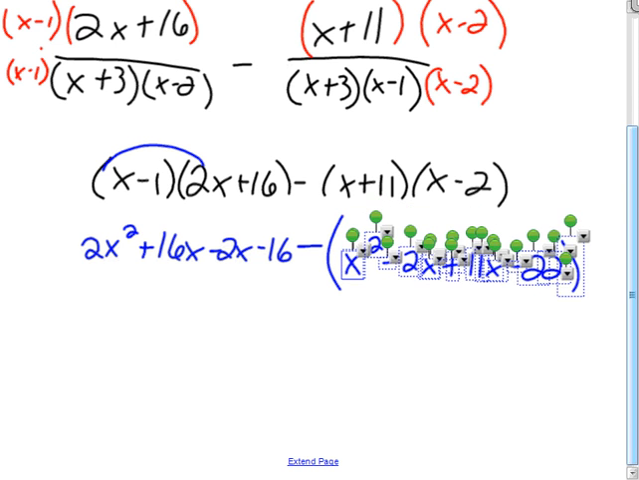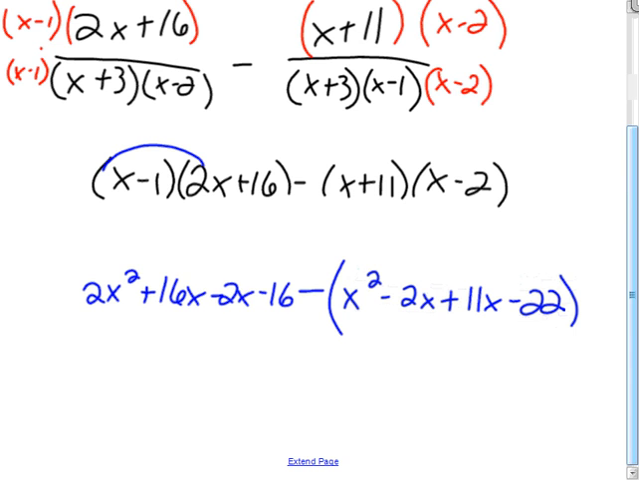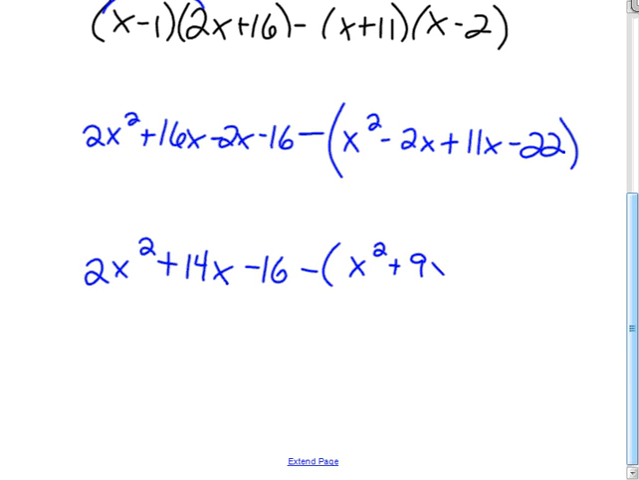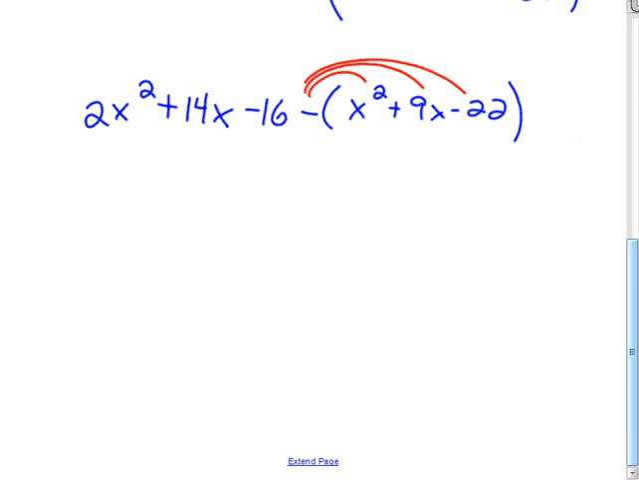So combining my like terms here, I get 2x squared plus 14x minus 16. Subtracting this entire quantity, x squared plus 9x minus 22. Since I'm subtracting all of this, that subtraction goes through to everything. So after that goes through to everything and I combine my like terms, it's 2x squared minus x squared is x squared. And then x's, I have 5 x's, and then constants, I have 6 of those.